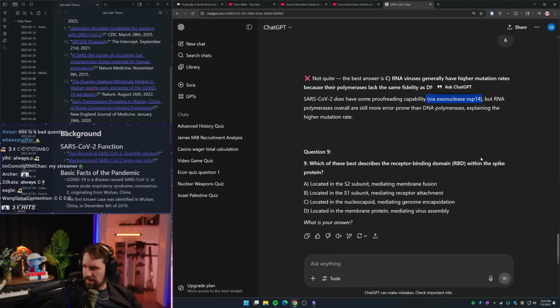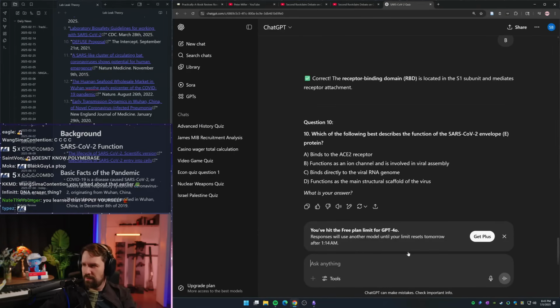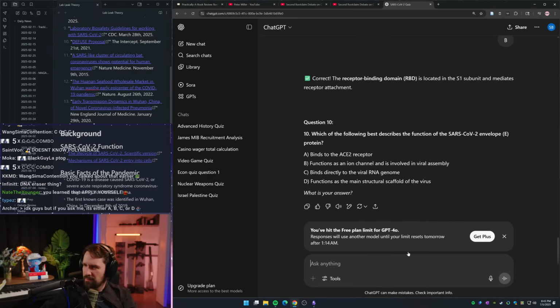Which of these best describes the receptor binding domain within the spike protein? It's located in the S1 subunit. Which of the following best describes the function of the envelope protein?